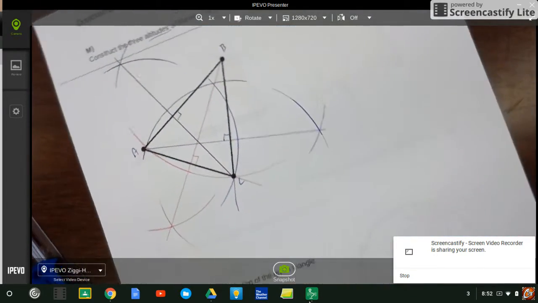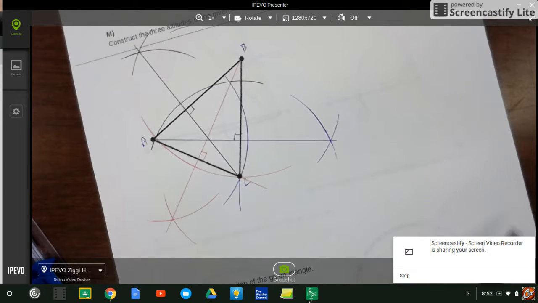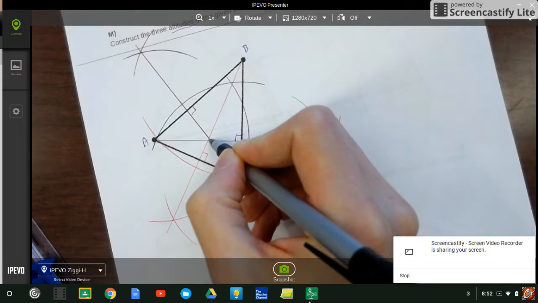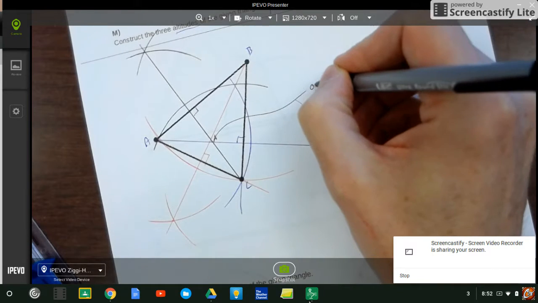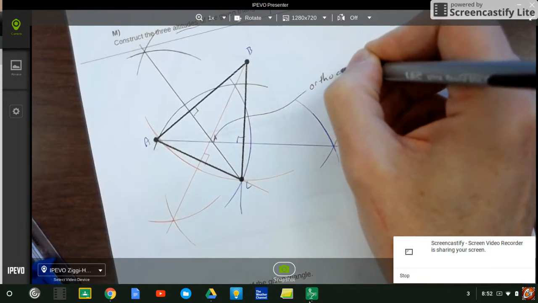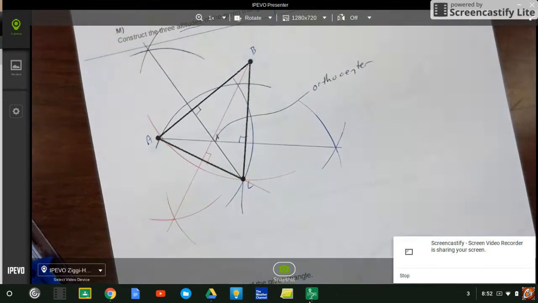So that's all it asked, was construct the altitudes. Now, just for the sake of argument, this point here, because it is the construction of the altitudes, remember, that gives me the orthocenter. Okay, so if you had to construct an orthocenter, that's how you would do it.